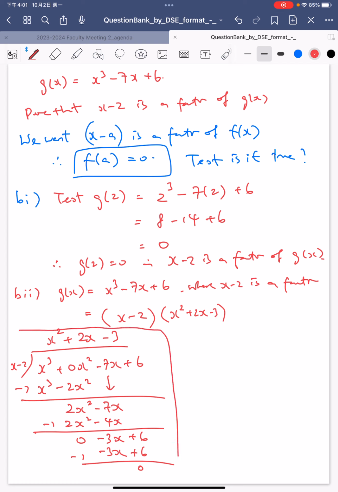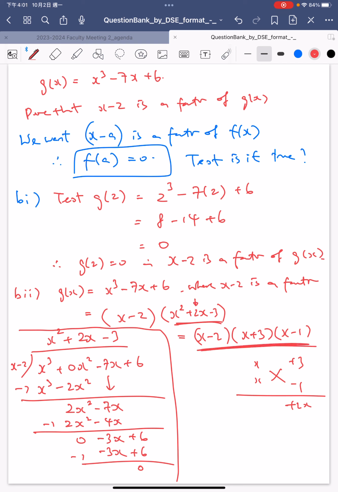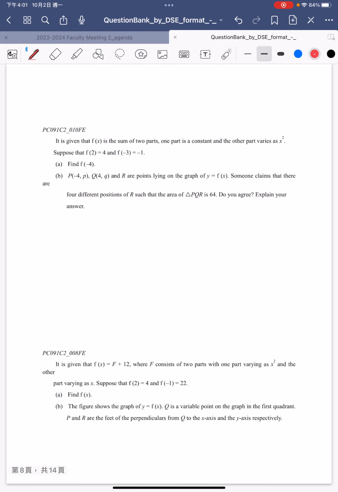So this is the rough work. Then we need to factorize this x squared plus 2x minus 3 again. Then we have x minus 2 times x plus 3 times x minus 1. Because the negative 3 can be written as the positive 3 together with negative 1. We use our cross method to get this positive 2x. It's the same. So this is our answer to part B2. Alright.